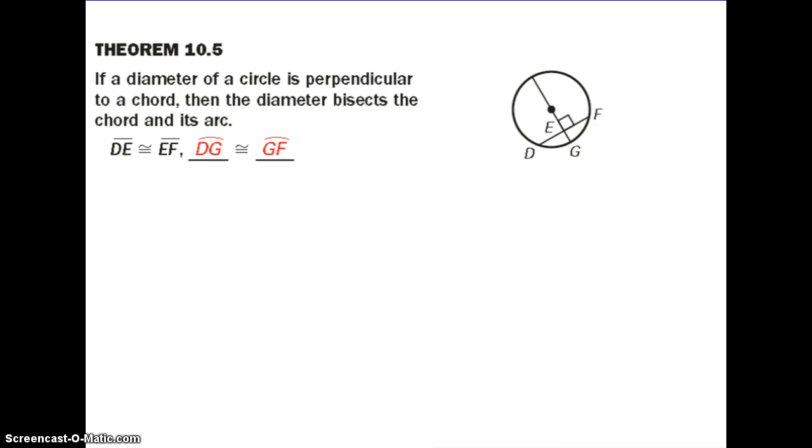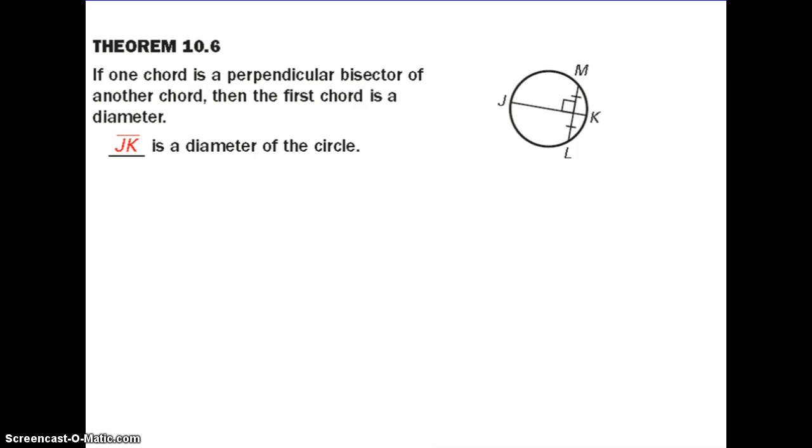Alright, so if the diameter of a circle is perpendicular to a chord, then the diameter bisects the chord. So in the case of what we're looking for, DE and EF are going to be equal lengths because the diameter meets the chord at a right angle. And then, since those are equal, we know that the arcs DG and GF are congruent as well, because the diameter will bisect the arc that the chord DF made. We'll know that arc DG and GF are equal length as well.